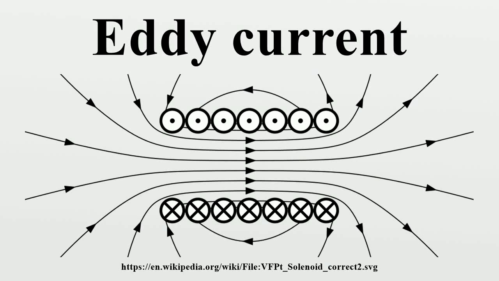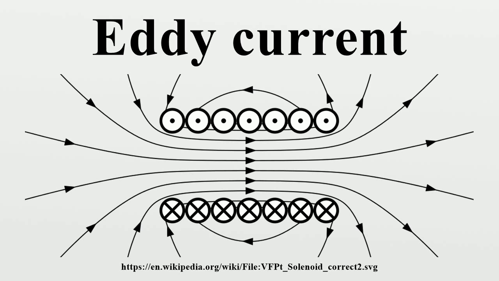Eddy currents are loops of electric current induced within conductors by a changing magnetic field in the conductor. Due to Faraday's law of induction, eddy currents flow in closed loops within conductors, in planes perpendicular to the magnetic field. They can be induced within nearby stationary conductors by a time-varying magnetic field created by an AC electromagnet or transformer, for example, or by relative motion between a magnet and a nearby conductor.